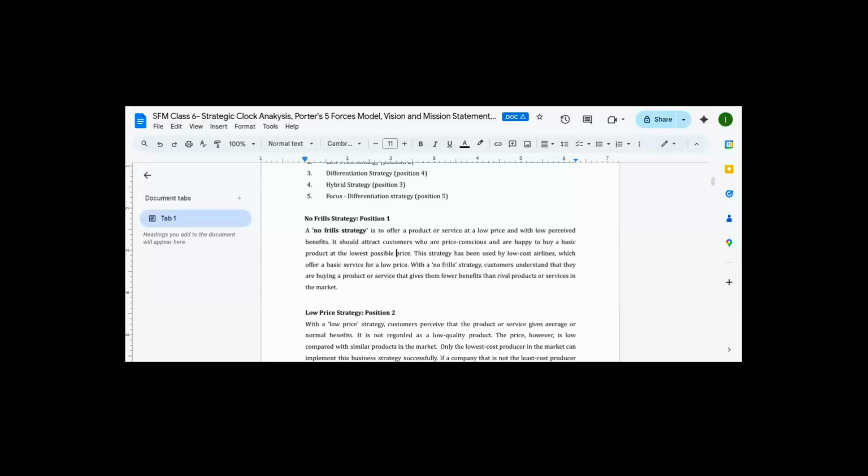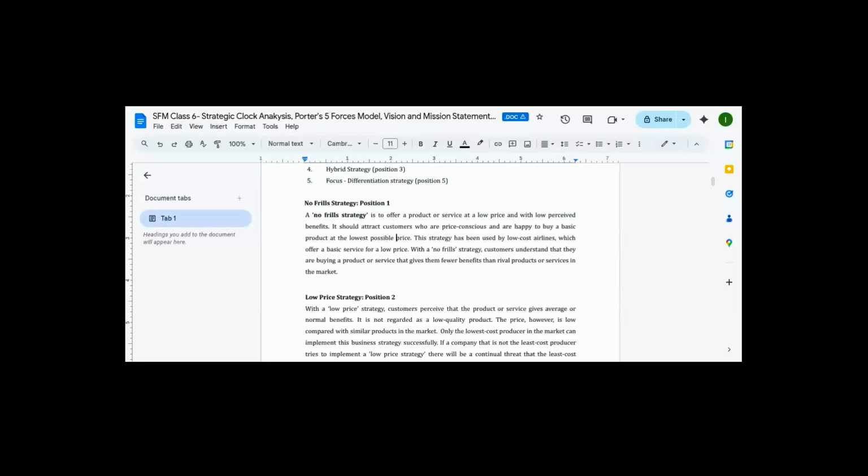So a no frills strategy occurs when a company offers a basic product or services at a lower price. And this will give us the opportunity to win more customers. It will give us the opportunity to retain our existing customers, because the price at which they are buying, they can't see elsewhere, despite the fact that we reduce the quality of the product a bit.